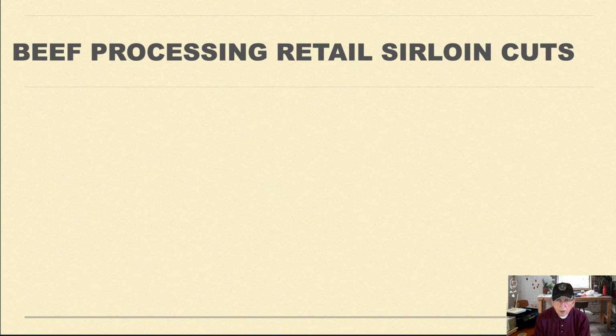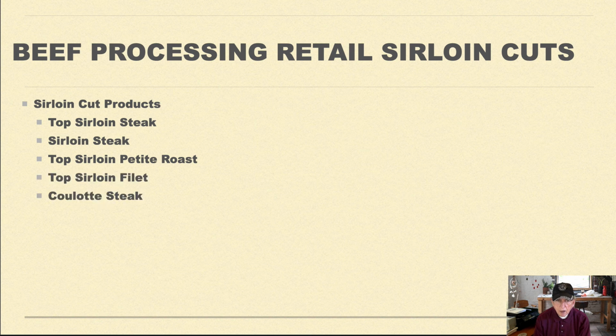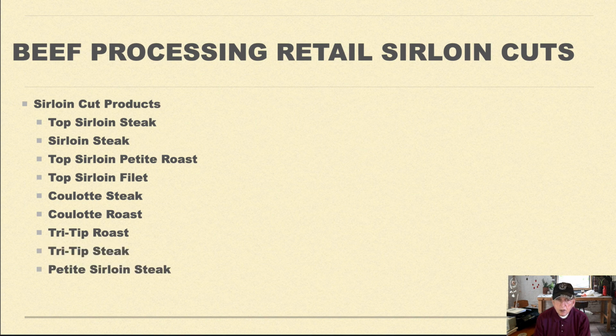The retail sirloin cuts are top sirloin steak, top sirloin roast, top sirloin fillet, coulotte steak, coulotte roast, tri-tip roast, tri-tip steak, petite sirloin steak, sirloin bavette.